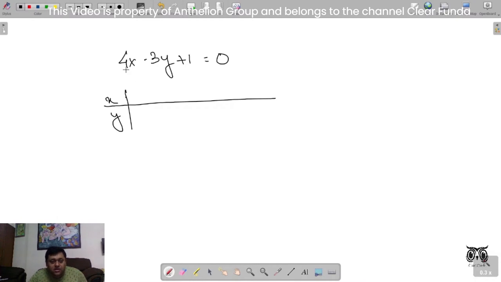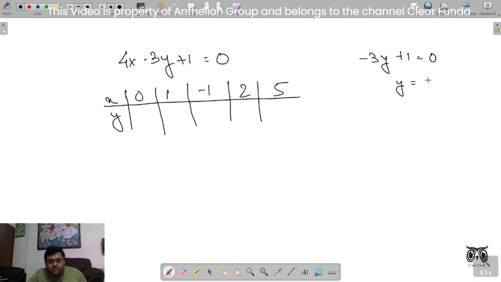Now, for x, you give various options: x equals 0, then 1, then minus 1, then 2, then 5. This is arbitrary, just put whatever you feel like. And now you see what value of y you get. If x equals 0, then what do we get? For the first case, minus 3y plus 1 equals 0, means y equals 1 by 3. So this is 1 by 3. It's a rational number, it's a fraction, but it's a real number.